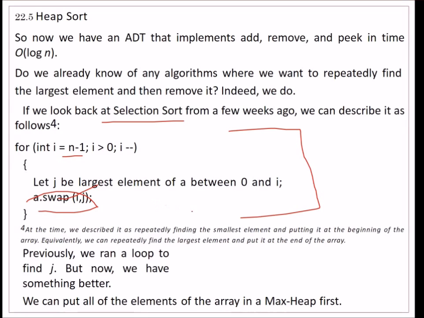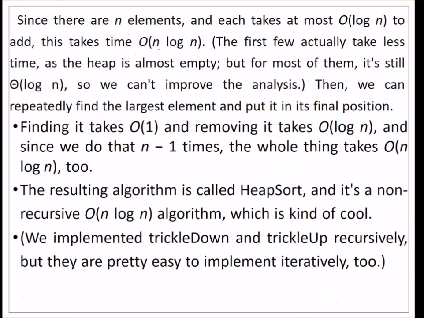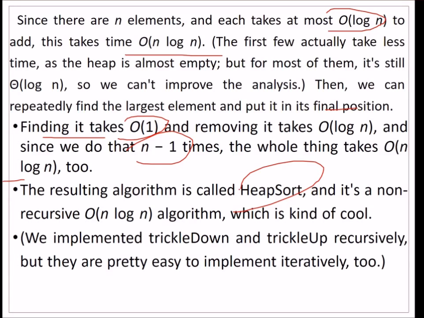We can put all the elements of the array in a max heap first. Rather than doing all the stuff, let's have a max heap first. So there are n elements. Each takes at most order of log n time to add, and this takes time only of order n log n. And this is very good. So we can repeatedly find the largest element and put it in its final position. Finding takes order of 1, and removing will take order of log n. And since we do that n-1 times, the whole thing takes order of n log n. This algorithm is called heap sort, and it's a non-recursive order of n log n algorithm, which is quite good.